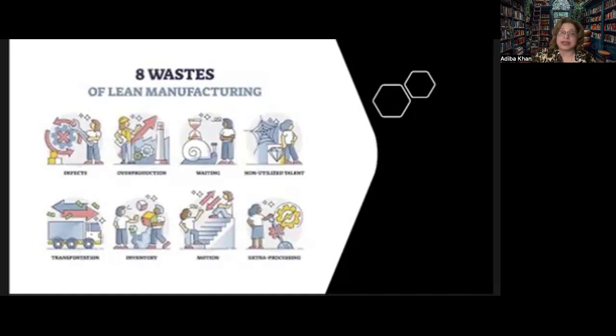Overprocessing is another type of waste. When lean practitioners talk about overprocessing, we're talking about adding more complexity to a product, task, or process than what's necessary to get the desired value. Overprocessing is more than just a problem in manufacturing. It happens in every sector. And here's what it looks like.